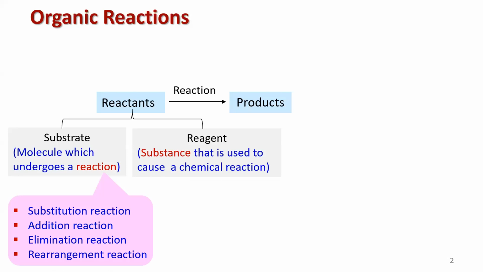Right. So reactions can be divided into 4 main groups. In our study at this level, we are going to divide reactions into 4 categories like this. Those are substitution reactions, addition reactions, elimination reactions, and rearrangement reactions. Right. So we put all the reactions we study at this level under these 4 categories.